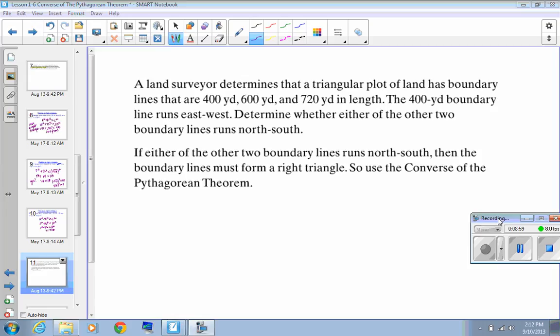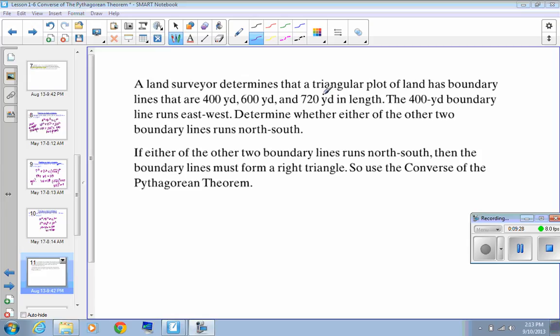This is a word problem using the Converse Pythagorean theorem. A land surveyor determines that a triangular plot of land has boundary lines that are 400 yards, 600 yards, and 720 yards in length. The 400-yard boundary line runs east to west. We want to determine whether either of the two other boundary lines run north and south.